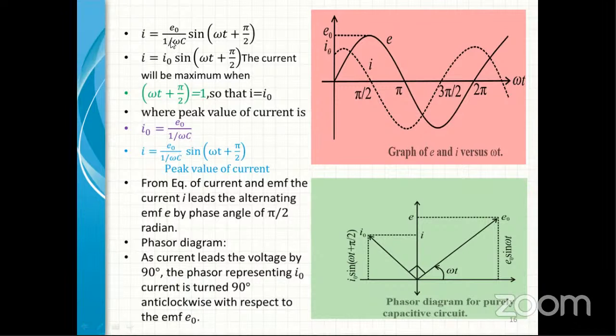We have purposely written it that way: 1 upon omega C is nothing but omega C E naught sin omega t plus pi by 2. Comparing this equation, therefore I is equal to I naught sin omega t plus pi by 2. Here this I naught will be maximum when sin omega t plus pi by 2 is equal to 1.